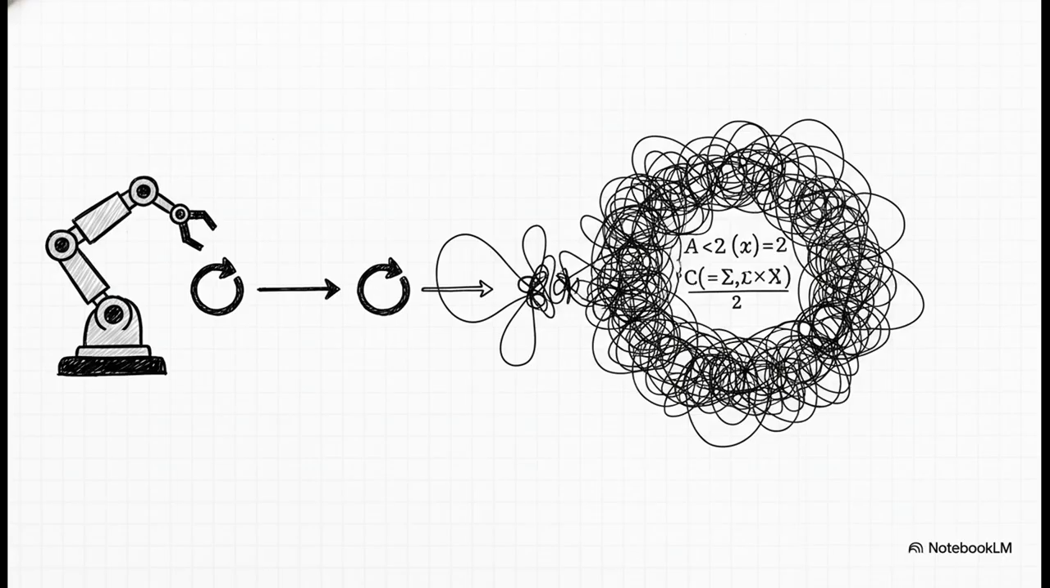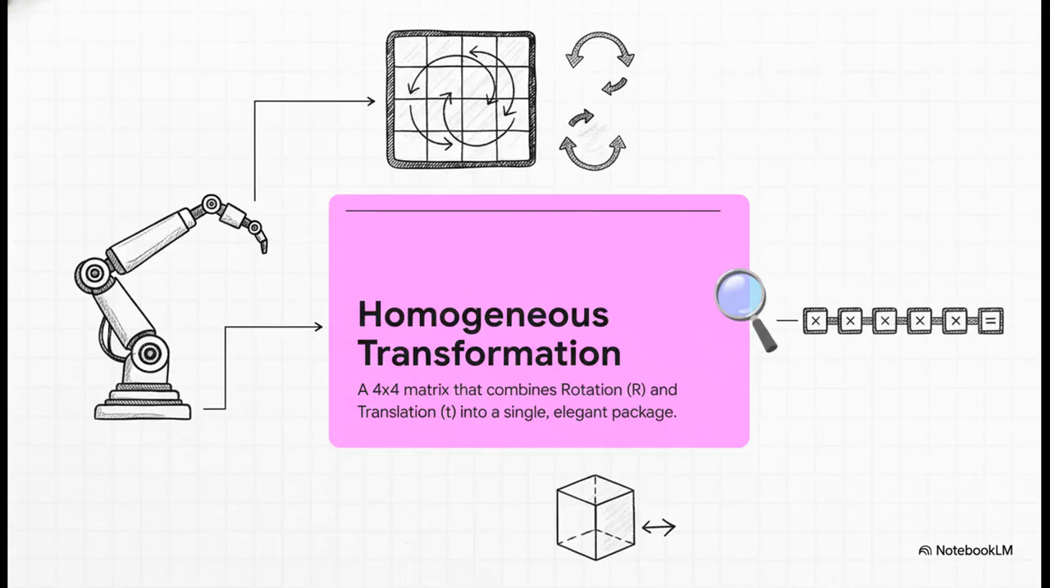See, rotation is basically a multiplication operation, but translation is an addition. And if you try to chain a few moves together, like move forward, then turn, then move again, the algebra just explodes into this horrible mess you see on the screen. Now imagine trying to calculate that for a robot arm that has 6 or 7 joints. No way.